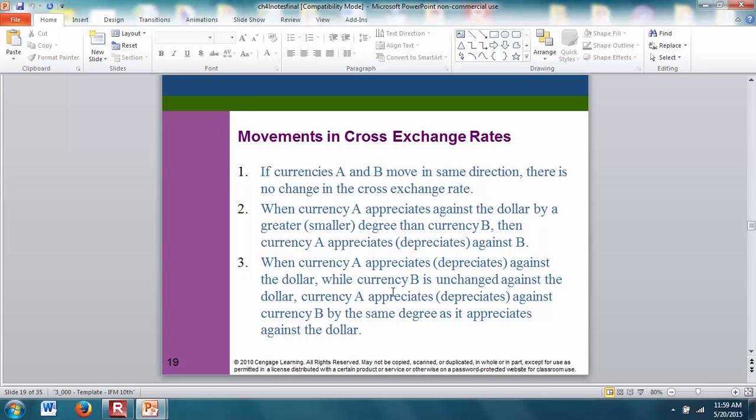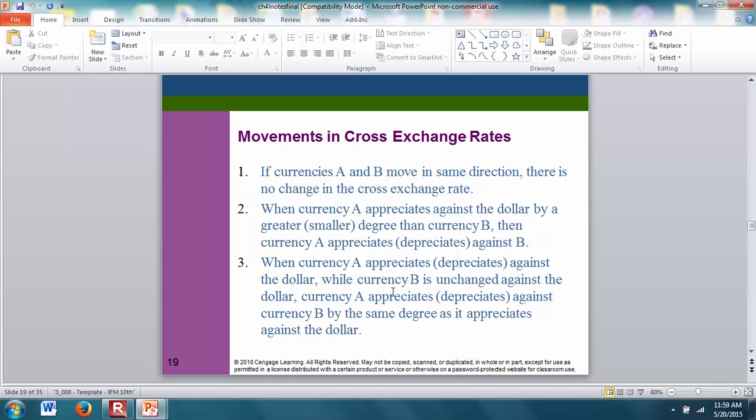Now this basically summarizes how the movements in cross exchange rates can affect the values of the currencies. So if currencies A and B move in the same direction, there is no change in the cross exchange rate. So both, let's say, the euro and the yen are going down in the same direction versus the US dollar, we might find that there is no difference in the cross exchange rate. So we are talking about the euro to the Japanese yen.